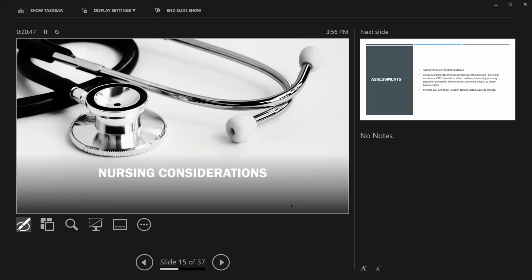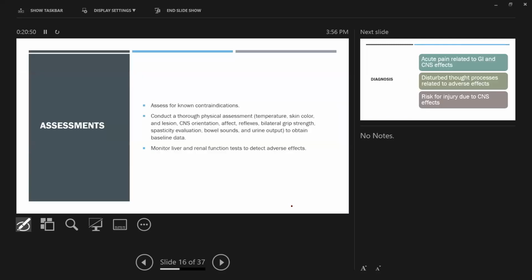Now let's look at nursing considerations. So first you want to do is assess for the contraindications. Make sure you have a baseline physical assessment. Bilateral grip strength is going to be pretty important. So are reflexes, because these drugs will affect both of those. The other is spasticity evaluation, also very important. You want to get a baseline. And monitor renal and liver function. That's going to be pretty important to detect adverse effects. Again, if you don't have a baseline, you don't have anything to compare it to.